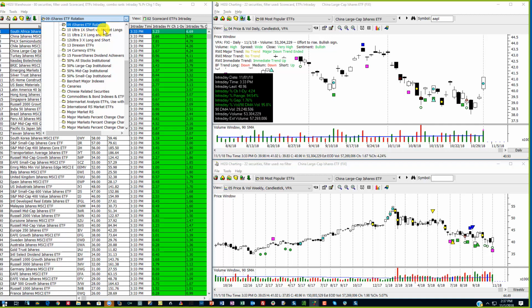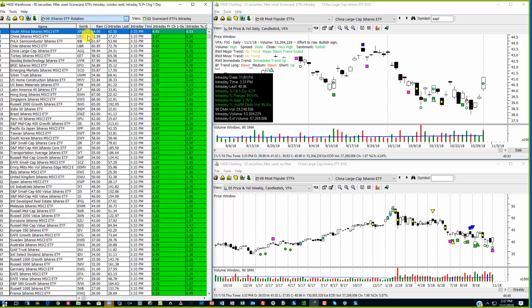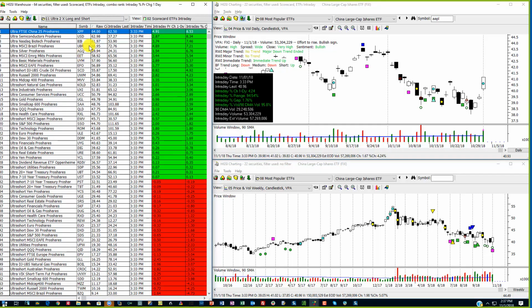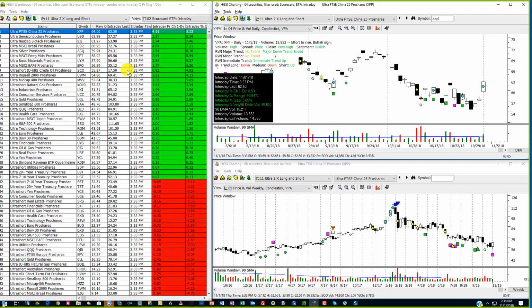Now, if you want to play the ultras, I have the ultras 1s, 2s, 3s, and the Direxion ETFs. And then I have some currency ETFs in here also. So let's just look at the 2Xs. Look what's on top. It's a China ProShares. Look what's number 2. It's the semiconductors. Look what's number 3. It's biotechs. So if you get a read on the market and you want to play some leveraged ETFs, this is where you're going to find them.